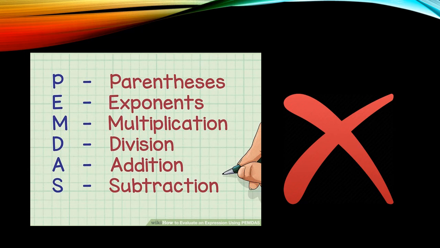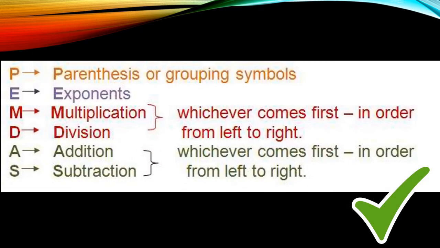This is what our teachers taught us way before. PEMDAS stands for P parenthesis, E exponent, M multiplication, D division, A addition, and S subtraction. So when we solve, we follow this order: parenthesis, exponent, then multiplication and division. But, class, this is not the right way to use the PEMDAS. PEMDAS is right, but this is not the right way to solve using PEMDAS. This is how we correctly use the PEMDAS.